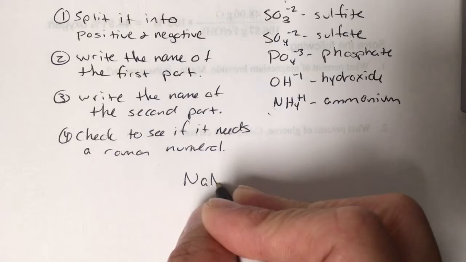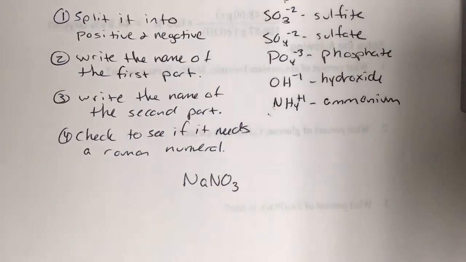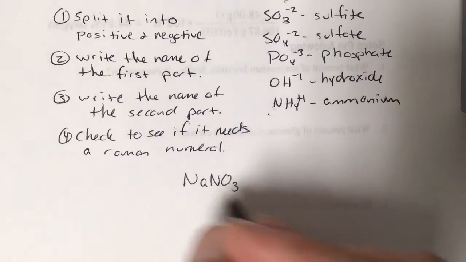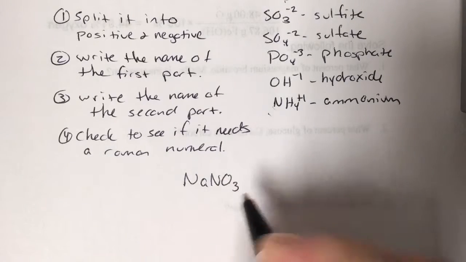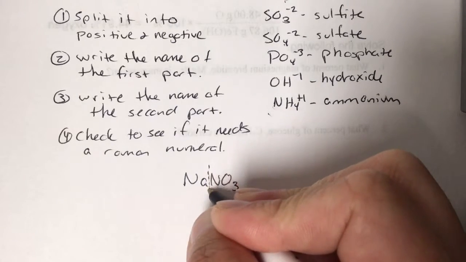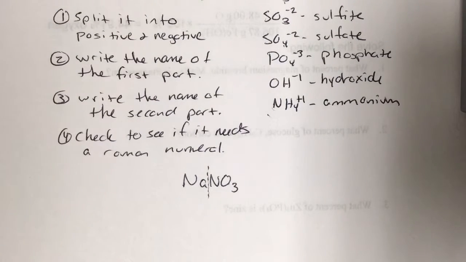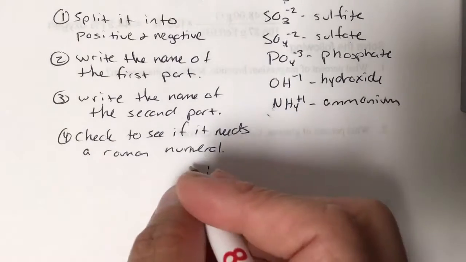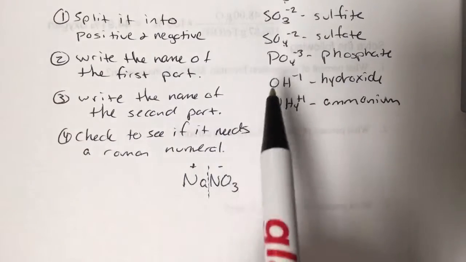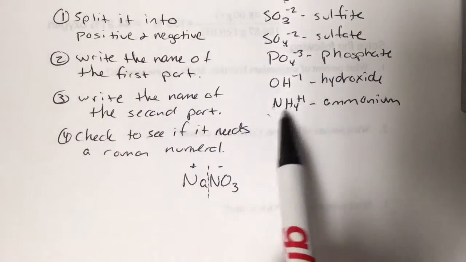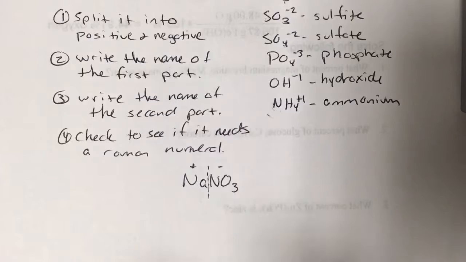So NaNO3, our first substance. Again, we got to split it into positive, negative. We have to recognize that NO3 is a polyatomic ion, and the split goes right there, with sodium on this side and NO3 on that side. Most of the time, it's going to be a metal for your positive part, and then the polyatomic ion for your negative part, because again, if you look at the list, they're almost all negative. The only exception is ammonium, NH4.